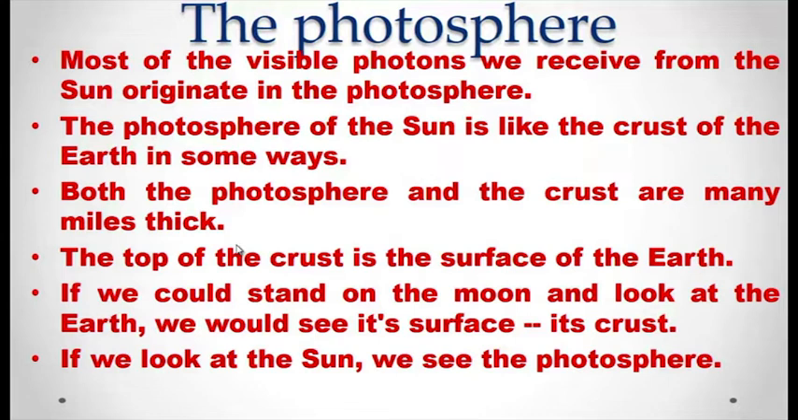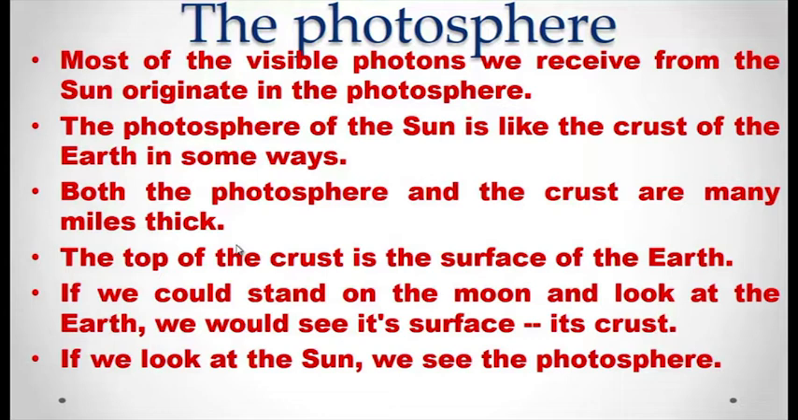Coming to the photosphere, most of the visible photons, visible photon in physics, will lie within the wavelength range of 4000 angstroms to 7000 angstroms, or 400 nanometer to 700 nanometer. So most of the visible photons we receive from the Sun originated from this photosphere. The photosphere of the Sun is like the crust of the Earth in some ways. Crust means it's the outer part of any object.